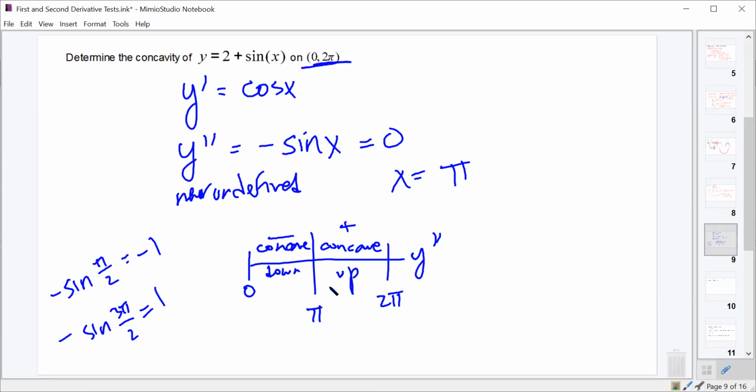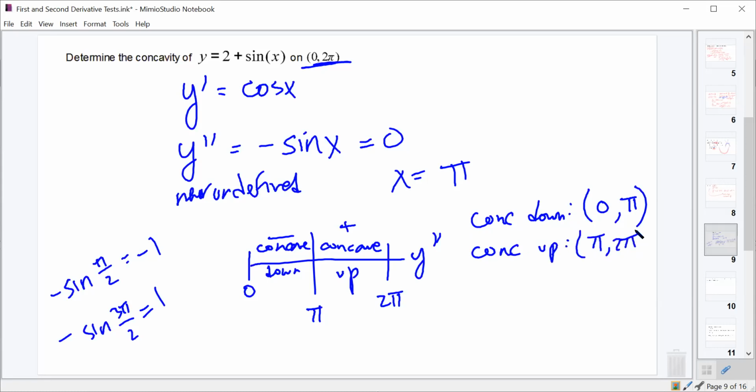And just because they feel the need to contradict themselves, the College Board will allow you to put these ones in open intervals. So this is concave down from 0 to pi, and it's concave up from pi to 2 pi. Good or no?